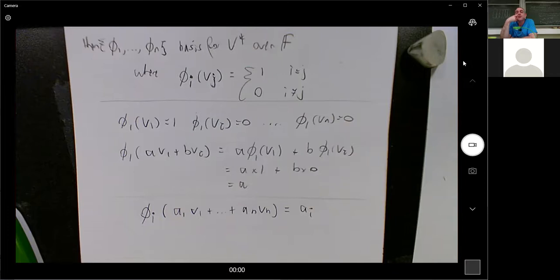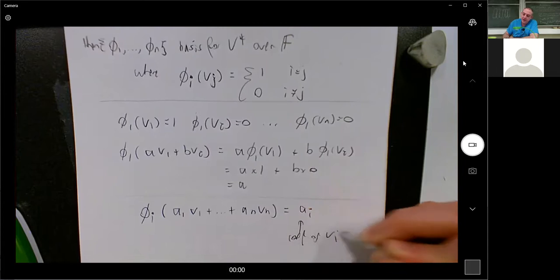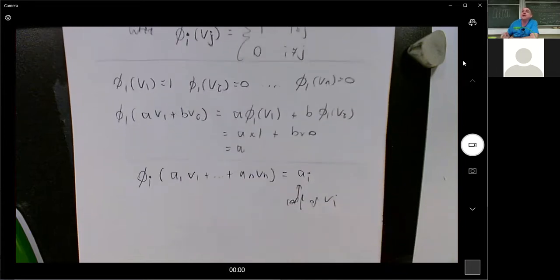So you can define these functions in this way that says that phi I tells you what the coefficient of VI is, and that's definitely a linear functional, because if you add two vectors together, then their coefficients of VI will also add together, and so that's good. And that is the basis.